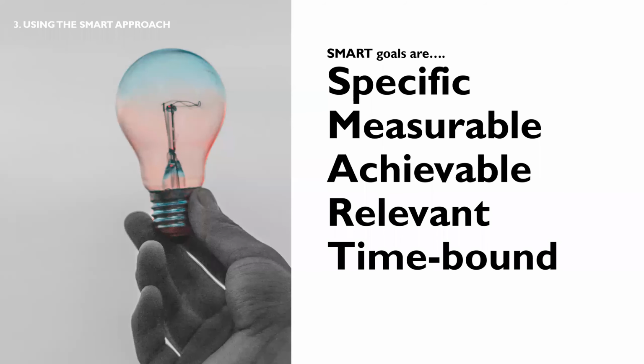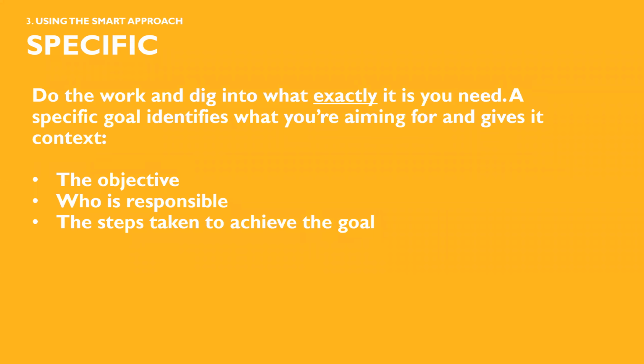So using the SMART approach, as I said, SMART goals are specific, measurable, achievable, relevant, and time-bound. A specific goal is one where you do the work into what exactly it is your business needs. So the 5 whys system that I outlined in the previous seminar is a really good way to get to the bottom of what your business needs and the root cause of some of the challenges you're facing. A specific goal is going to identify where you're aiming for and give it context.